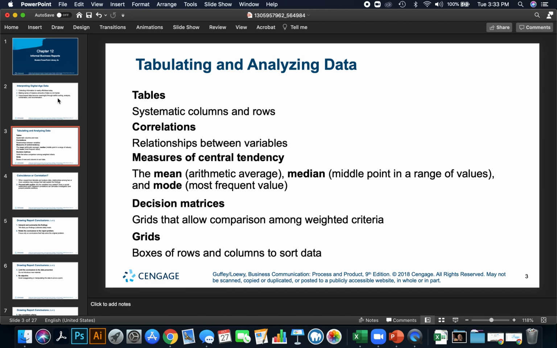Tabulating and analyzing data. Tables are used for systematic columns and rows. Correlations are relationships between variables. Measures of central tendency: the mean, or the average; median, the middle point in a range of values; and mode, the most frequent value. Decision matrices are grids that allow comparisons among different weighted criteria. Grids are actual boxes of rows and columns to sort data. And these are all used together to tabulate and analyze data.